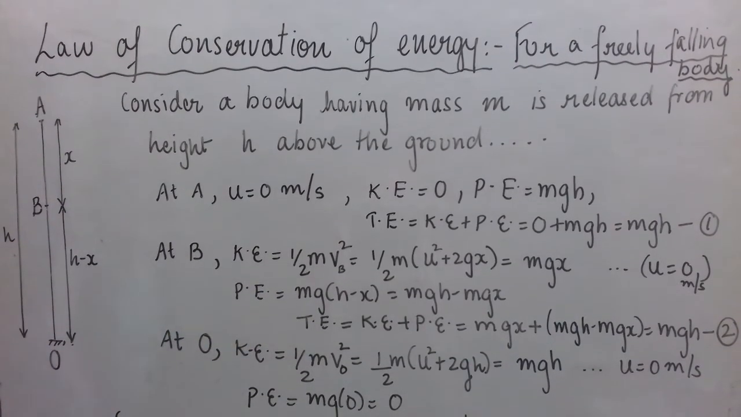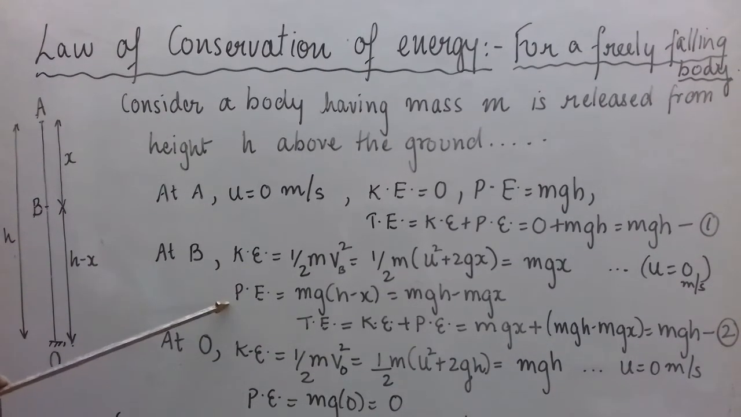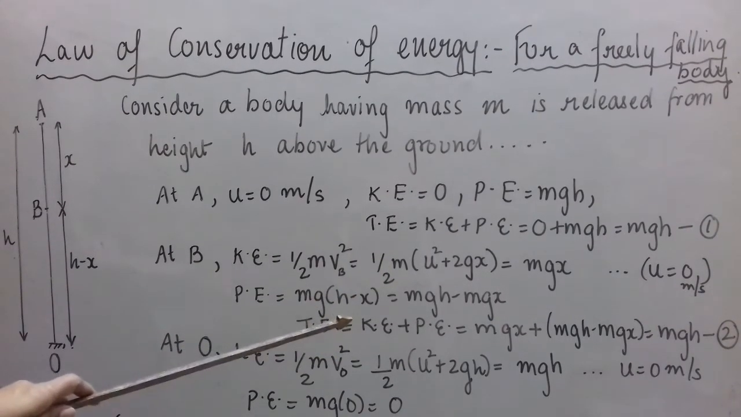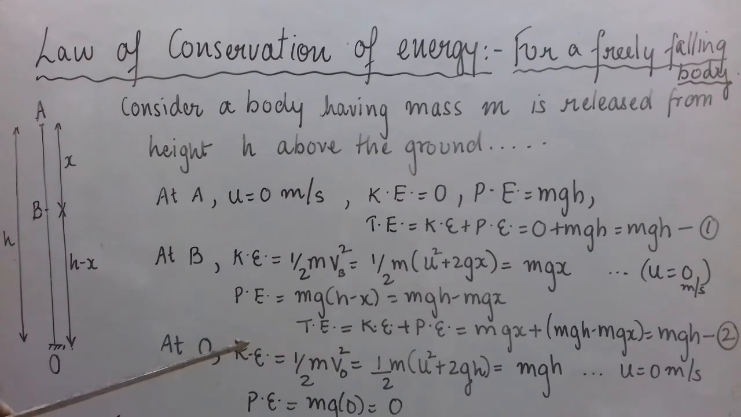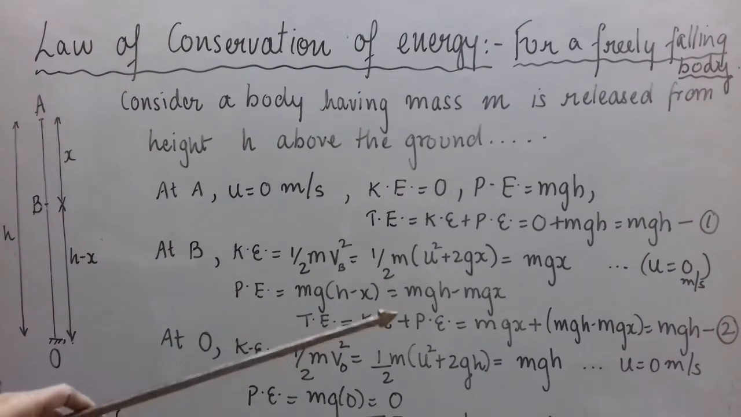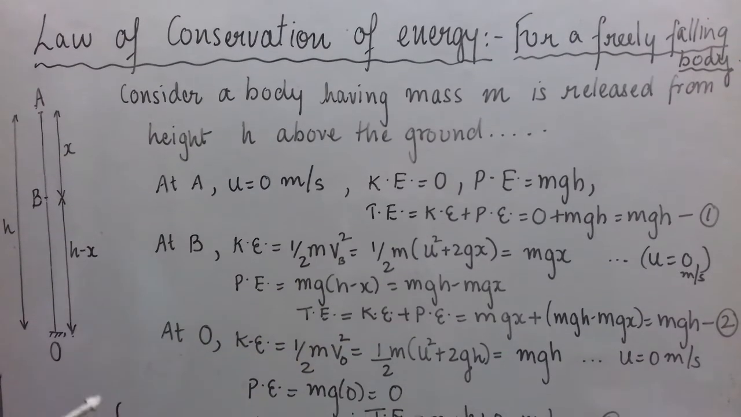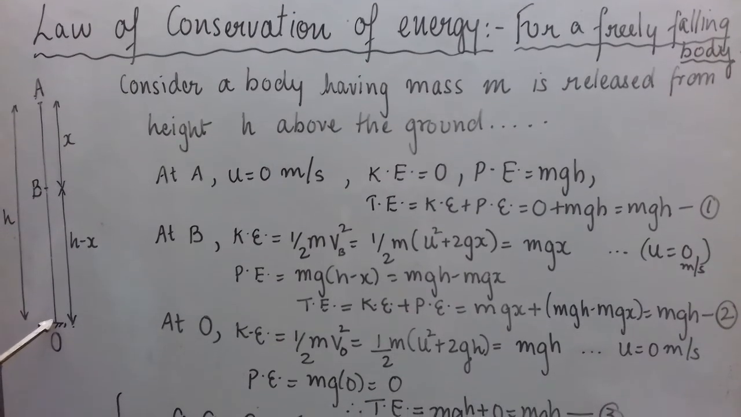Now let us find the total mechanical energy. It will be the sum of kinetic and potential energy. So mgx plus mgh minus mgx. mgx will get cancelled when you open the brackets, and total energy will be mgh. Number this as 2.